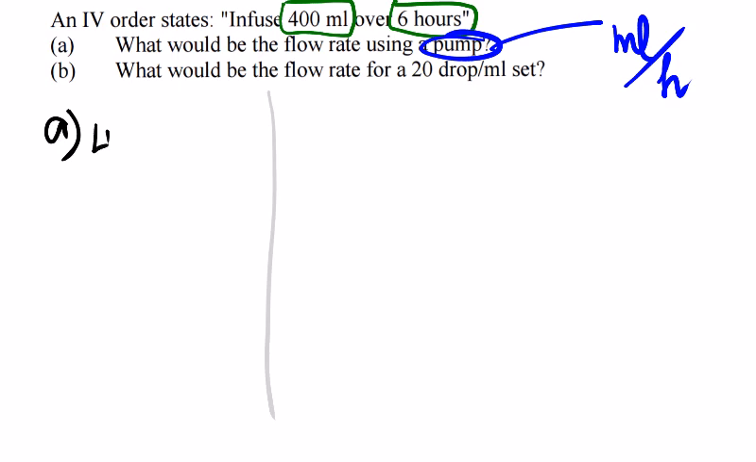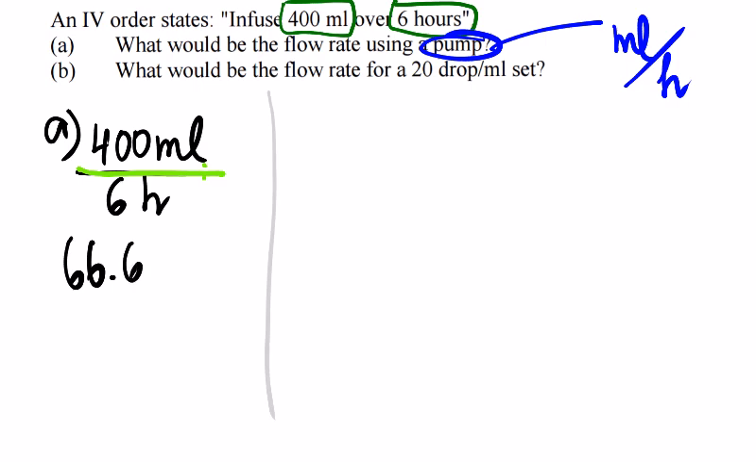All we have to do is write that as 400 mils over fraction line 6 hours. There's absolutely no need to change any units, and we always just need to remember that the fraction line, the over, is actually dividing that volume in milliliters by the time in hours. So if we do that division, we get 66.6666 and recurrent like that.